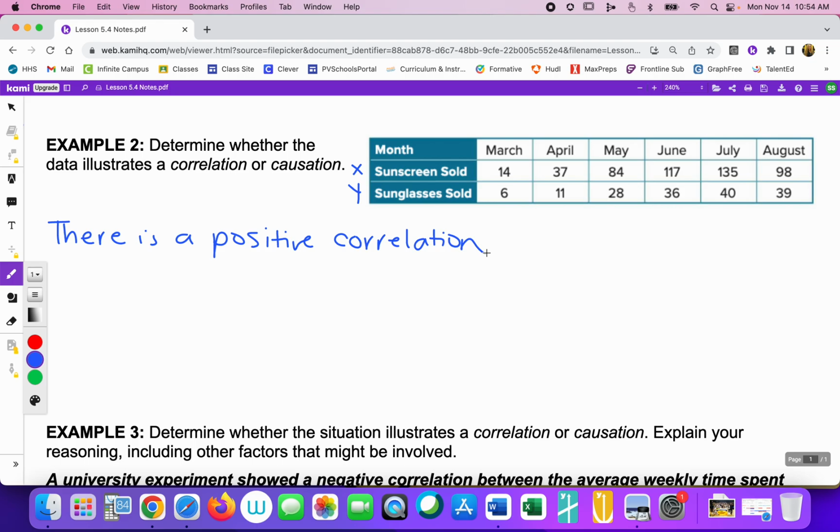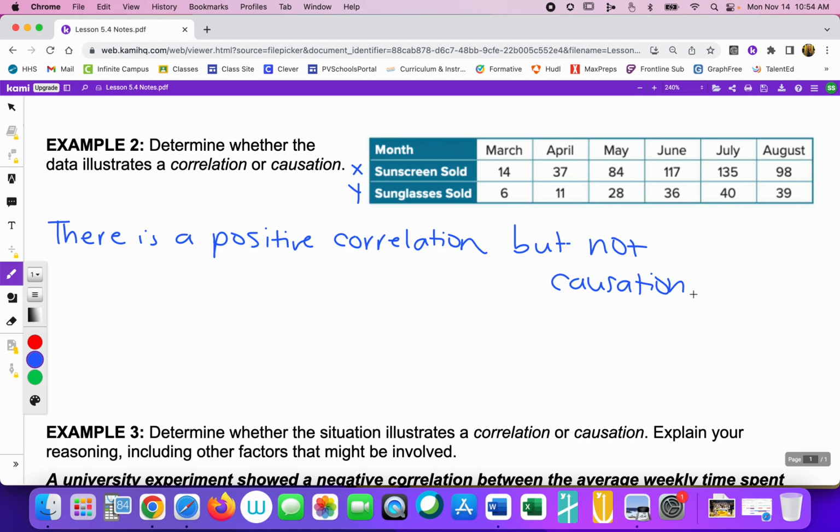Would there be a relationship? Probably. But some people wear sunglasses, some people don't. It just depends. All right, but this is still not causation. Okay, so you have to think about it. There's a correlation, which means they're both increasing, which makes sense. Generally, the more people buy and wear sunscreen, a lot of people wear sunglasses, but some people don't like sunglasses. So there's some variance there. But sunscreen sold does not cause the number of sunglasses to be sold. There's probably a relationship, but there's not a cause and effect relationship.